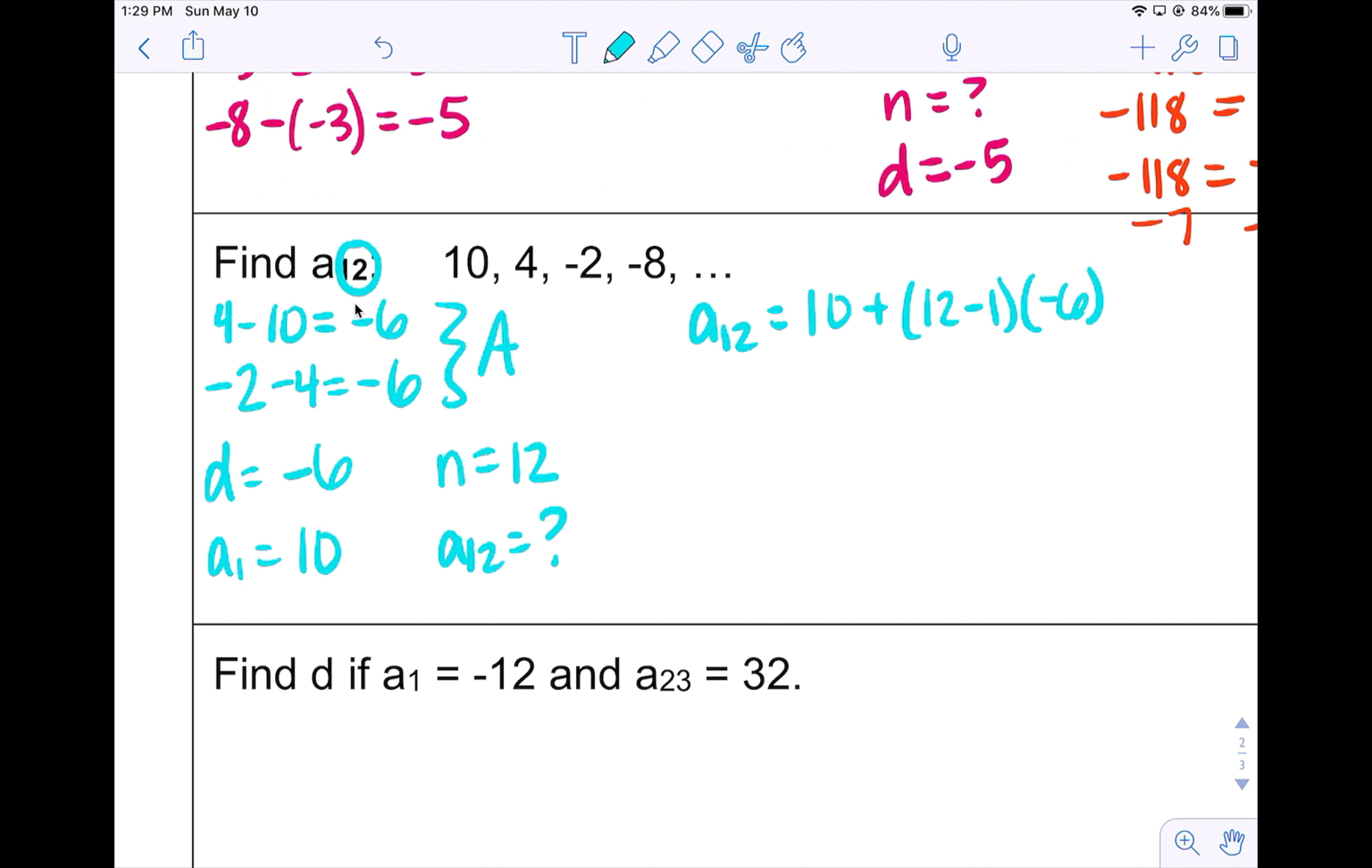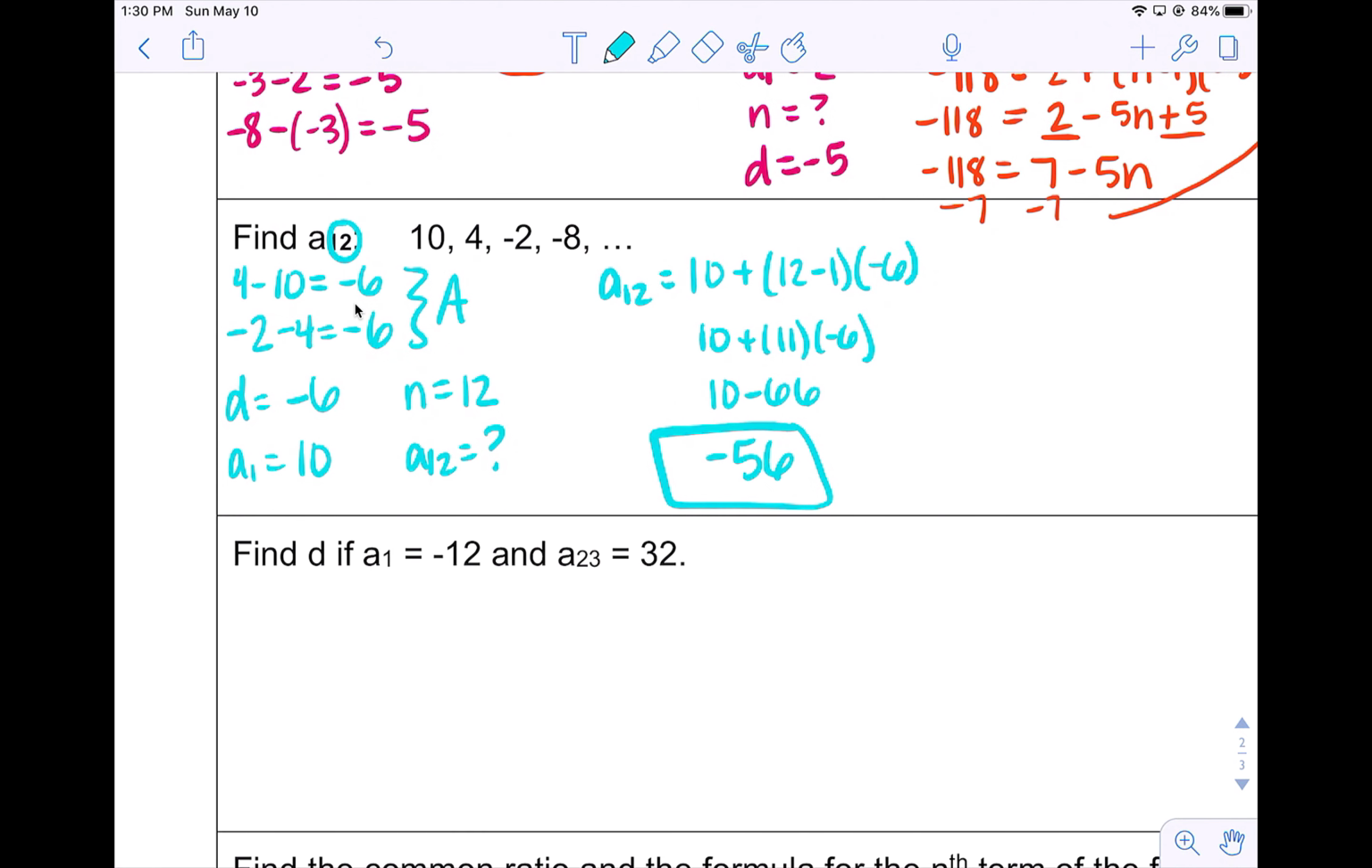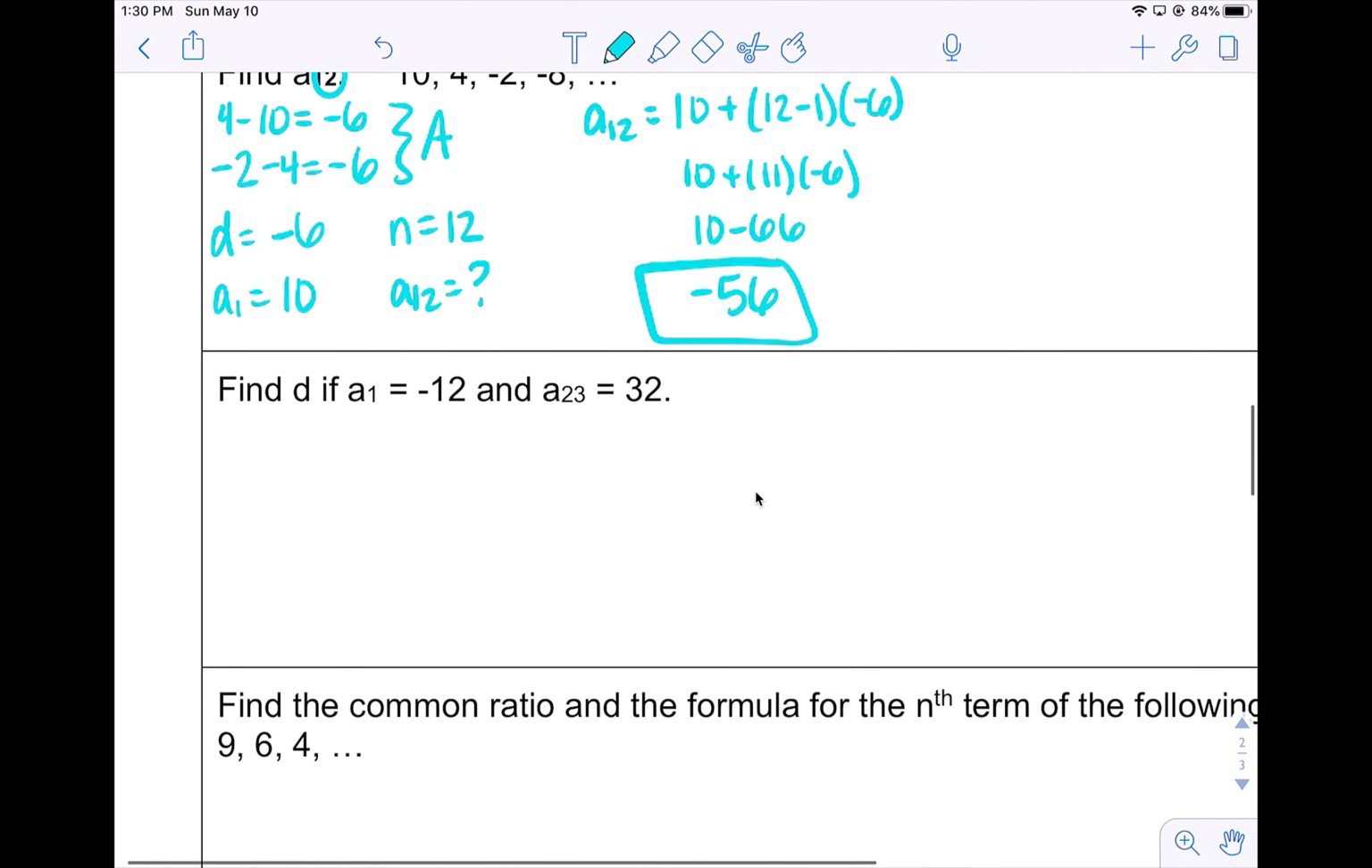So a_12 is going to be my first number plus my term minus 1 times my common difference. This is something you could completely throw into the calculator. You can also do it piece by piece. So 11 times negative 6. So 10 minus 66 would be negative 56. So in this sequence where we are starting at 10 and subtracting 6 every time, by the time we do that 12 times, we would get to negative 56.